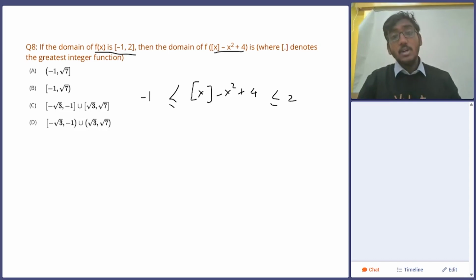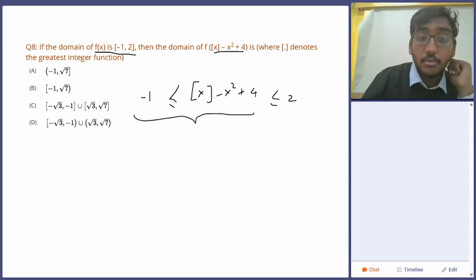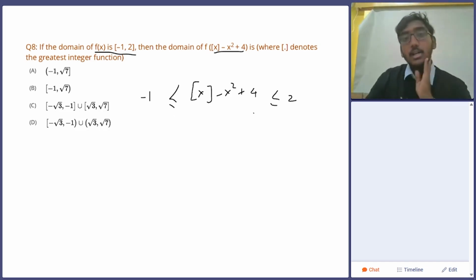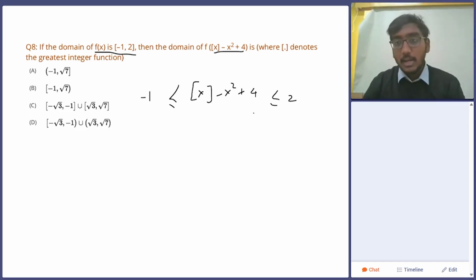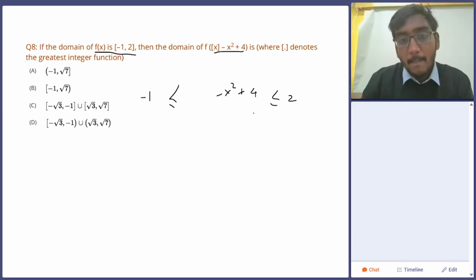Correct. Now we have two different inequalities. This is the first inequality, and before that you can just write the integral part of x in terms of the fractional part of x, right? It will be x minus the fractional part of x, right? You just write it in that way. Integral part of x can be written as x minus fractional part of x, okay?